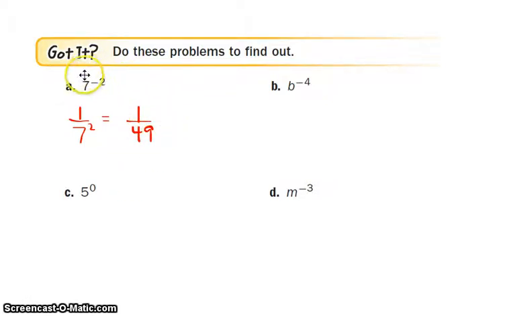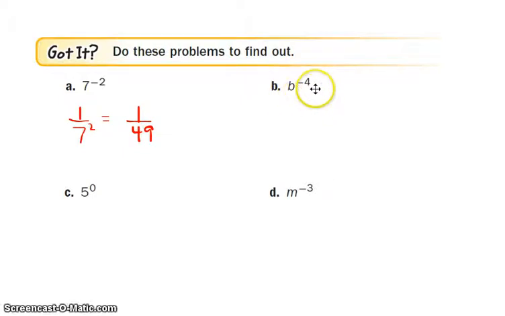Now if you typed 7 to the negative second in your calculator, you're going to get a decimal. And that decimal is actually equivalent to this fraction. Okay? But we don't want to have big long decimals. We want to have an exact answer. So 1 over 49 is the exact answer.